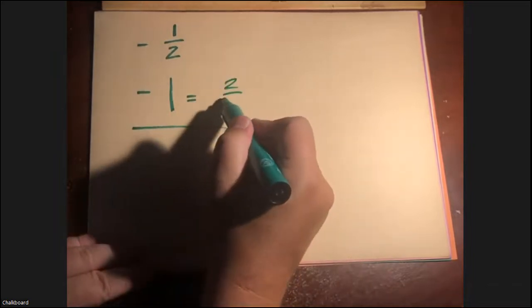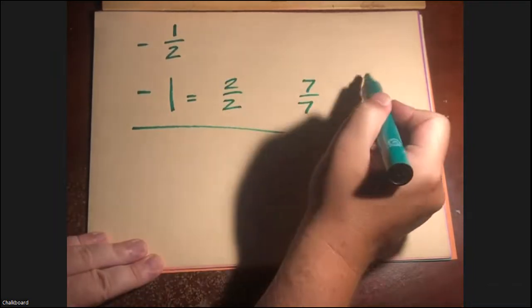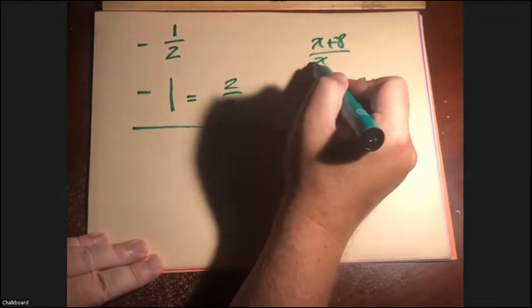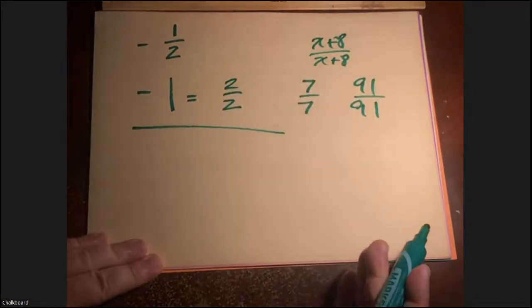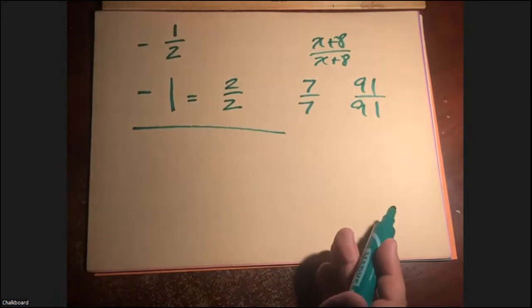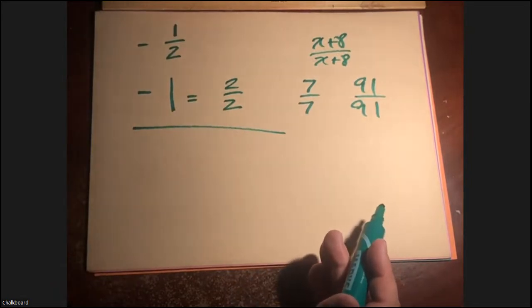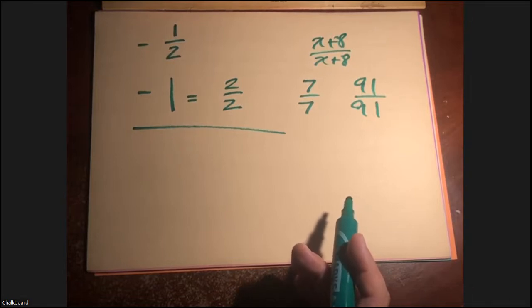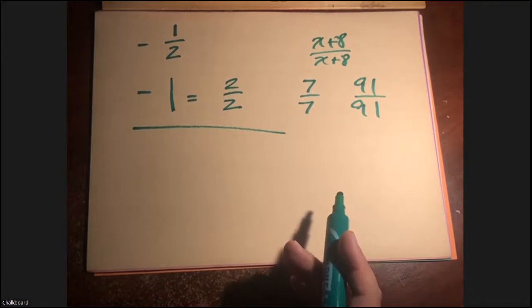It could be 2 over 2. It could be 7 over 7. It could be 91 over 91. It could be x plus 8 over x plus 8. All of these fractions are 1. So whenever you're trying to add, and later on when we do integration, you'll be adding 1 to numbers often, for example, fractions. Whenever you have to add or subtract 1, make it very simple and convenient for yourself. Always use the denominator that makes it as easy as it can be.